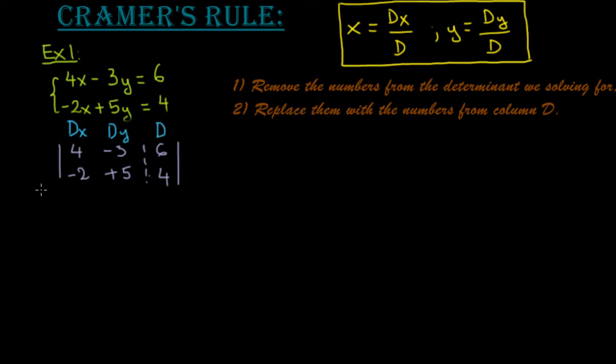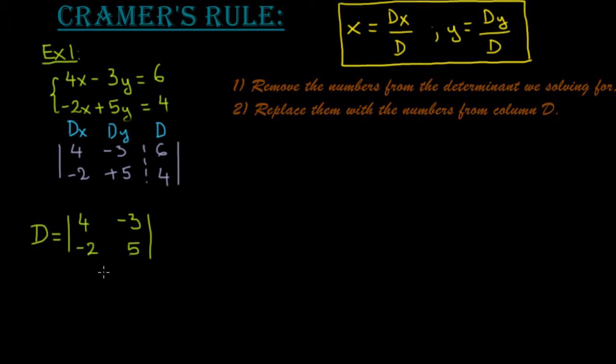So now let's set up the determinant D. First we're gonna remove the number from the determinant we're solving for, and replace that number by the number from column D. Since we cross D out, we don't have any number to replace in. So what is left is my answer: 4, -2, -3, and then +5. Okay, so that is the determinant D.